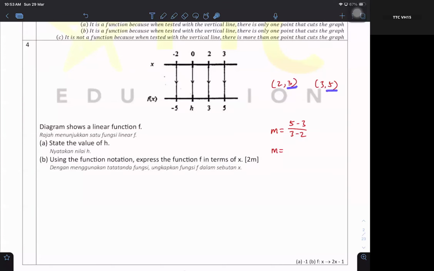y2 minus y1 over x2 minus x1. You just do it, okay? 5 minus 3 is 2, and 3 minus 2 is 1, so the gradient is 2 over 1, which is 2.